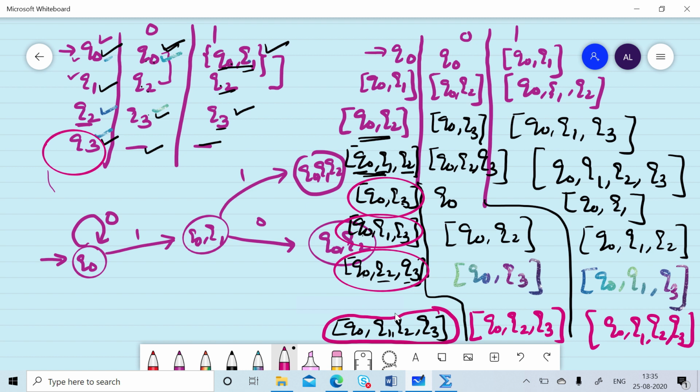Similarly, you can try out the DFA design in which the fifth symbol from the right hand side is 1.